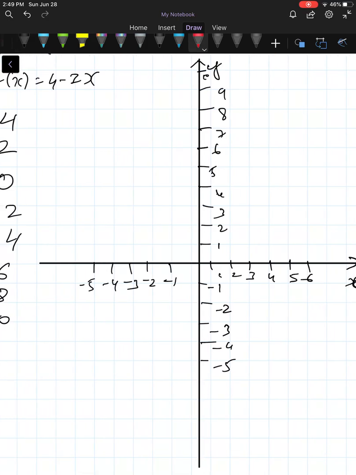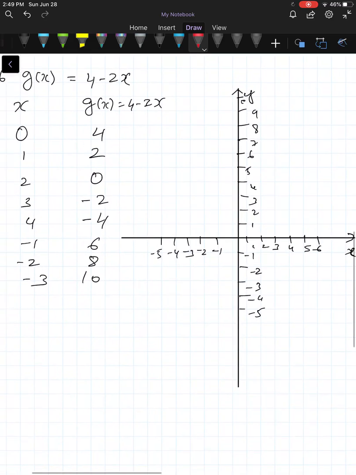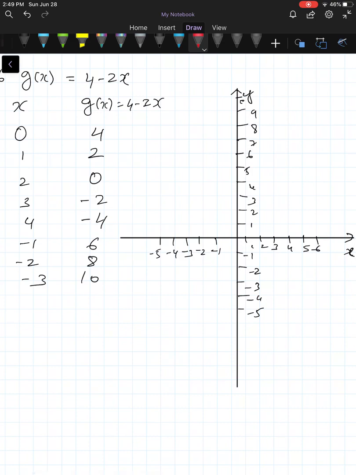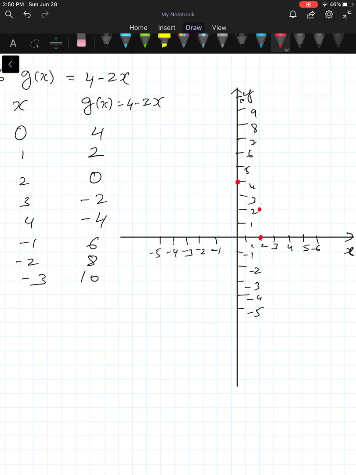Okay, now let us start plotting the points. 0 comma 4 is here. 1 comma 2 is here. 2 comma 0 is here. Sorry, my 1 is not there. Okay, so it is here. So 2 comma 0 is plotted, right.